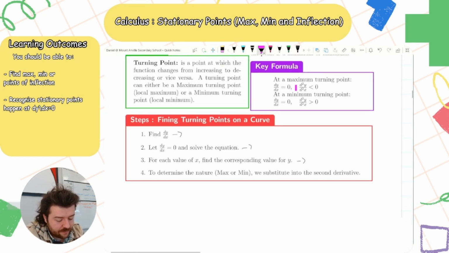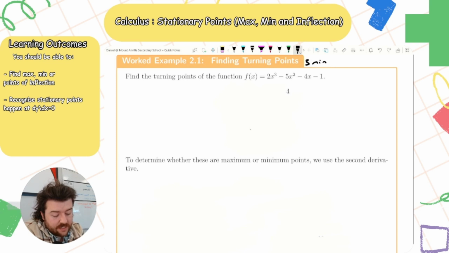So let's have a look at this example here. Find the turning points of this function: f(x) equals 2x cubed minus 5x squared minus 4. So let's find the first derivative. The first derivative is going to be equal to 6x squared minus 10x minus 4.